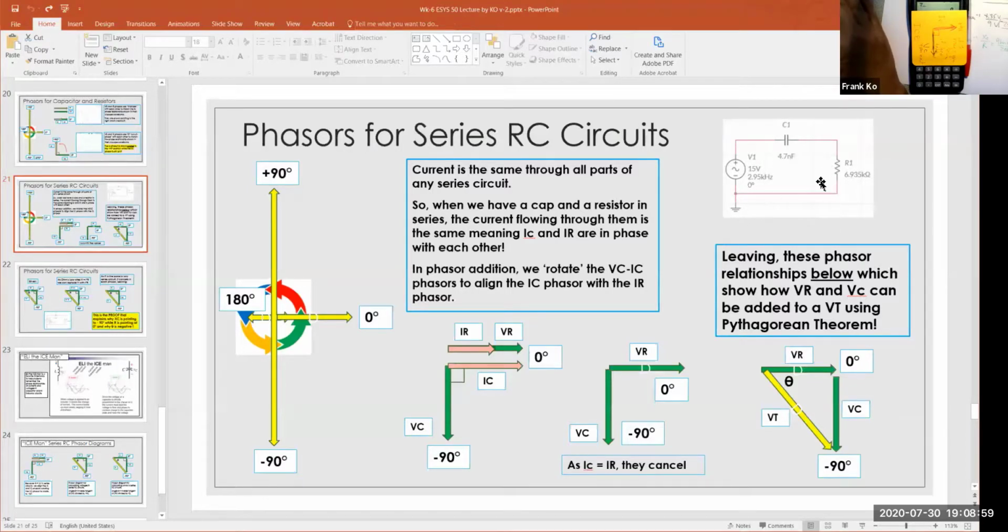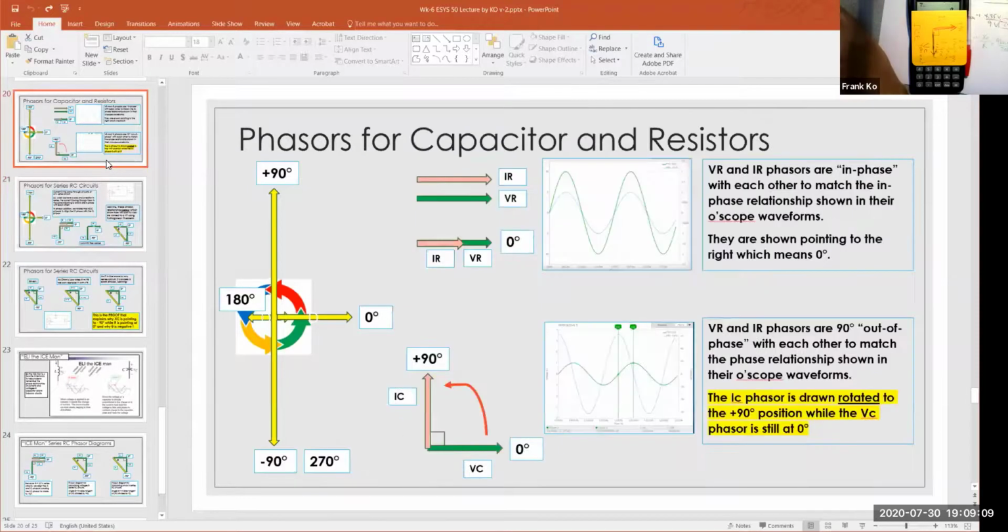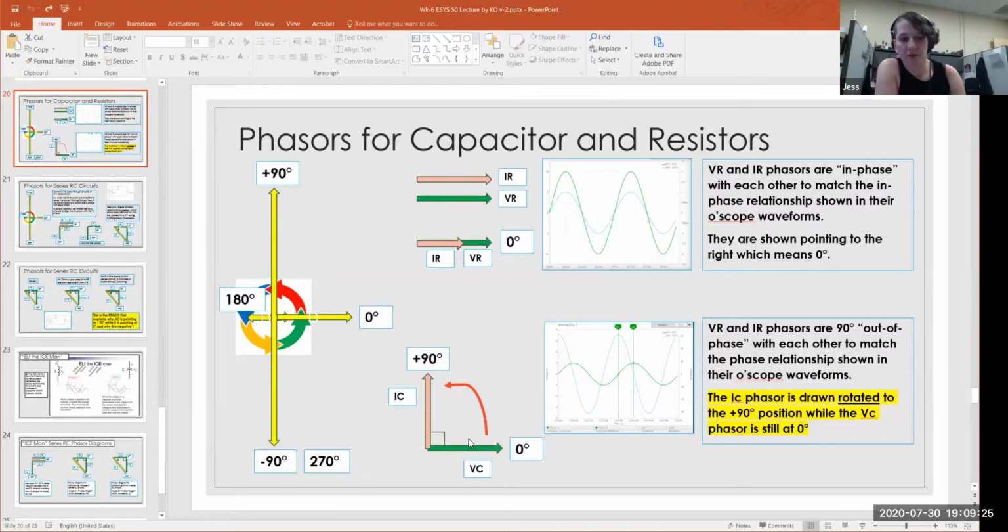But how do you decipher whether the angle is going to be positive or negative? You can always come back to this derivation. This derivation is rock solid. Based on these waveforms, these two phasors are in phase. Based on these waveforms, they're 90 degrees out of phase. How do we add them together? It depends on the type of circuit that we have. Okay, thank you. You're welcome.